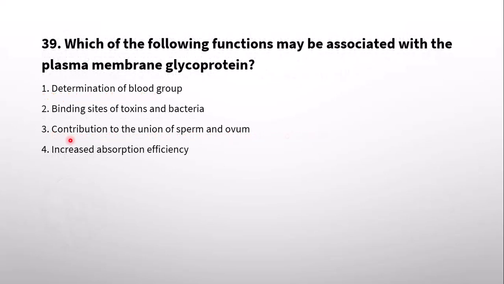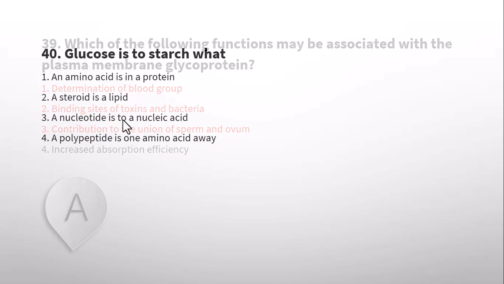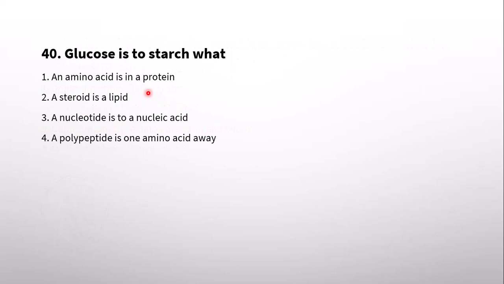39. Which of the following functions may be associated with the plasma membrane glycoprotein? Determination of blood group, yes. Binding sites of toxins and bacteria, yes. Contribution to the union of sperm and ovum, yes. And increased absorption, no. A. 1, 2, and 3. 40. Glucose is to starch what?